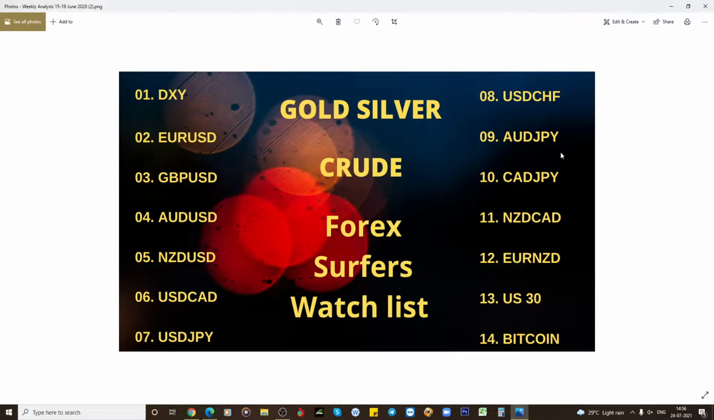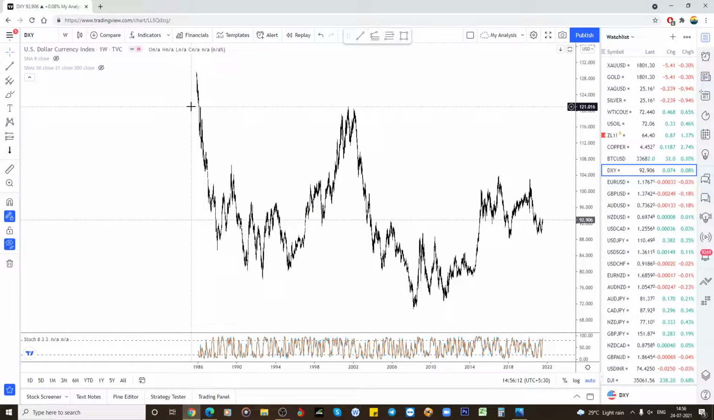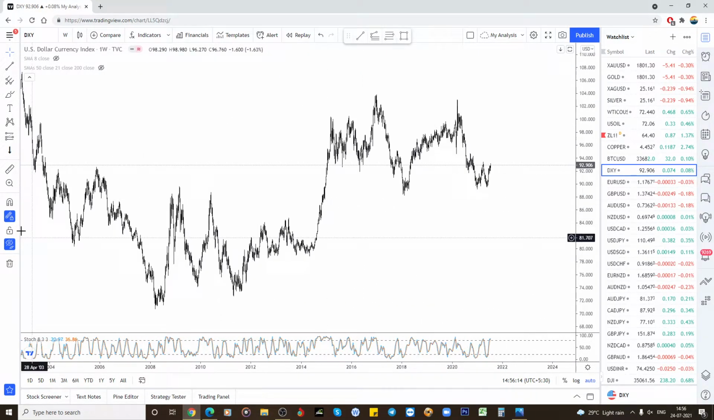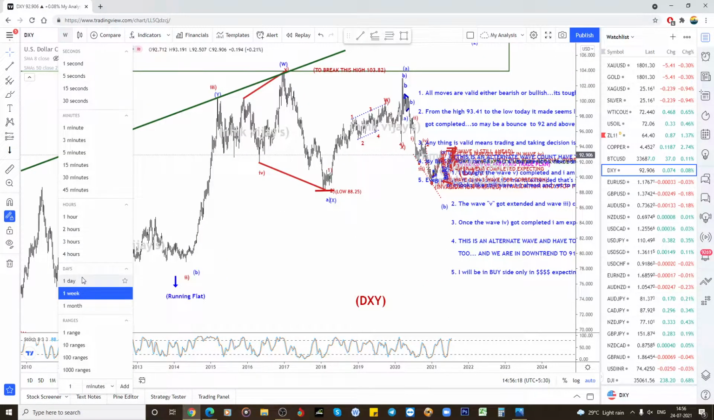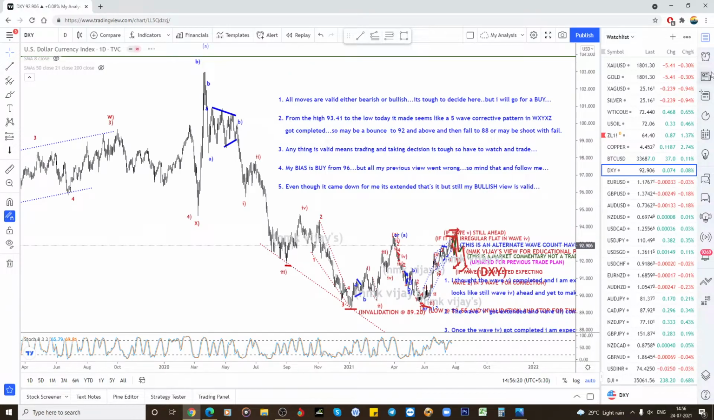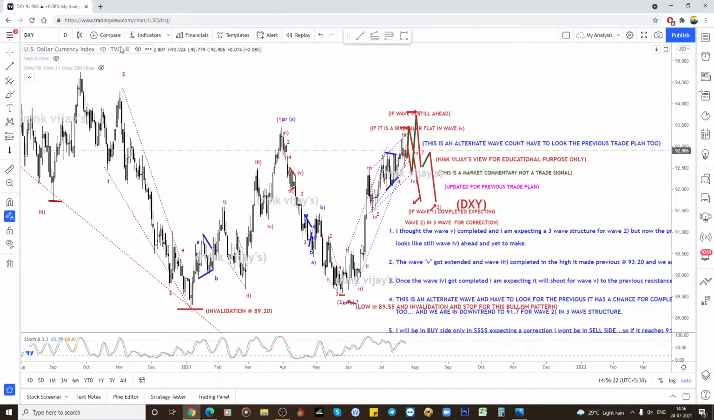So this is our watch list, the pairs we regularly analyze. Let's start from DXY. As per my view, it is going bullish.